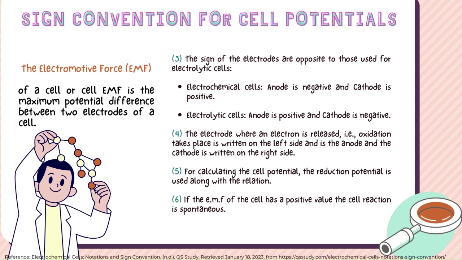For the fourth one, the electrode where electrons are released, where oxidation takes place, is written on the left side and is the anode, and the cathode electrode is written on the right side.